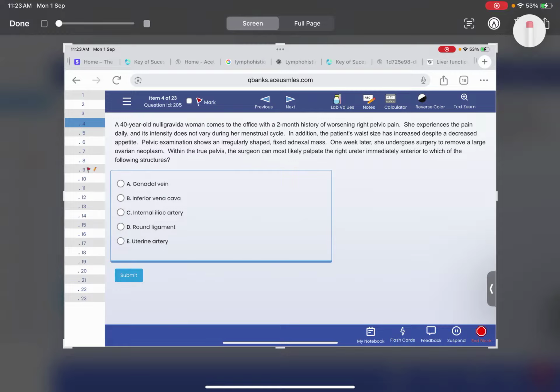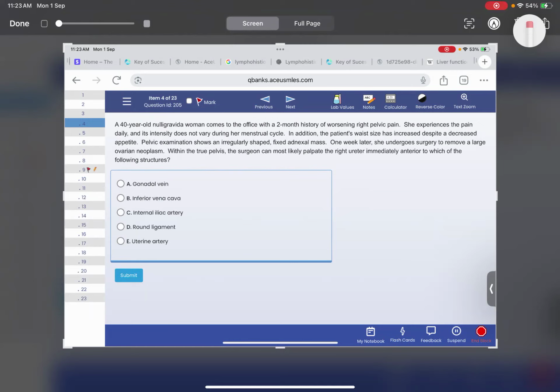In addition, the patient's waist size has increased despite a decreased appetite. Pelvic examination shows an irregularly shaped fixed adnexal mass. One week later, she undergoes surgery to remove a large ovarian neoplasm. So, within the true pelvis, the surgeon can palpate the right ureter immediately anterior to each of the following structures.